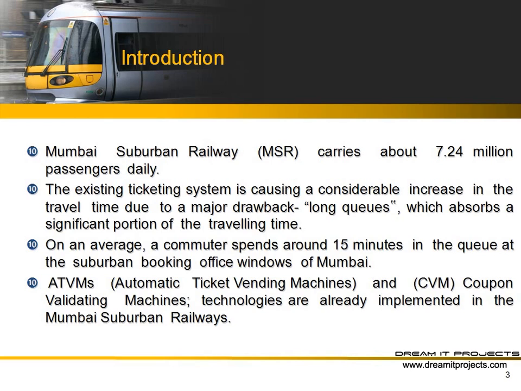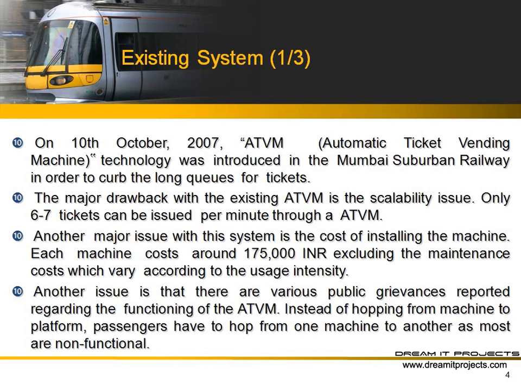To overcome the long queues, the railway started the automatic ticket vending machine, which we call ATVM, and the coupon validating machine, the CVM. On the 10th October, the suburban railway introduced the ATVM to curb the long queues. By using the ATVM, smart card and coupon validating machine, the user does not have to stand in long queues. But again, this has some scalability issues.